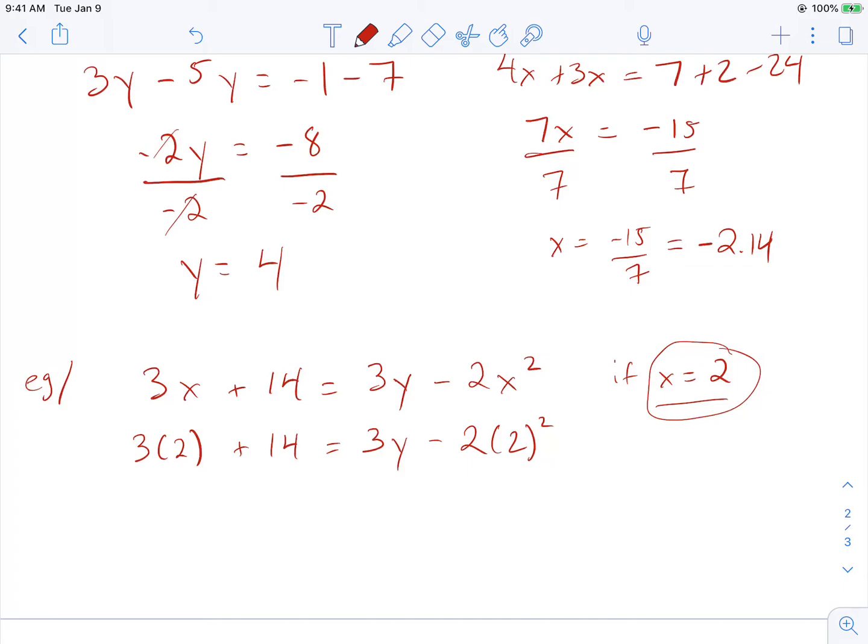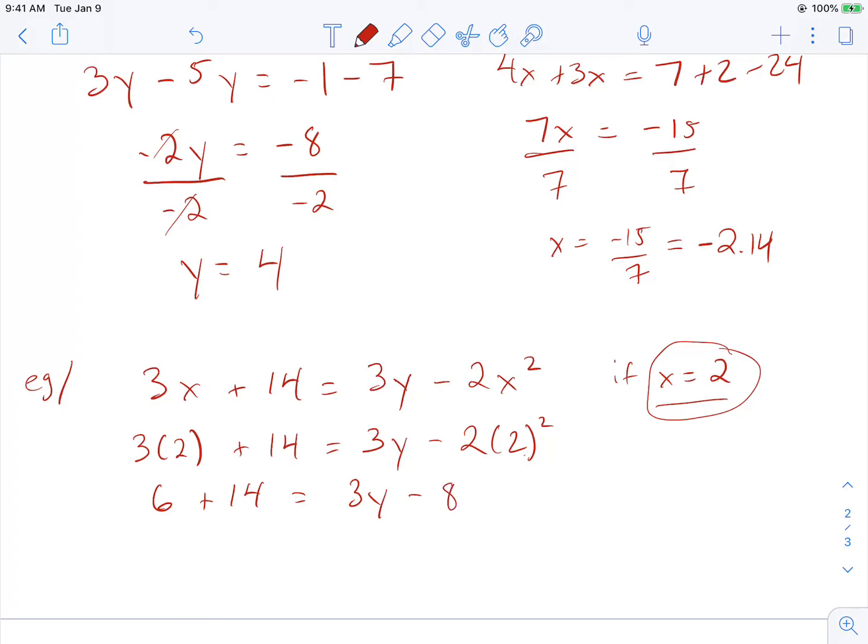So now what I'll do is I can clean this up a little bit. So why don't I go 3 times 2, that's going to give me 6, plus 14 equals 3y, and then here we have a whole bunch of stuff going on. My recommendation is always just put that in your calculator right away and let your calculator do it for you. If you don't want to do that, what you're going to do is you're going to do our exponents first. So we're going to go 2 squared, which is going to give us 4, times 2, which is going to give us 8. I would just recommend putting 2 times 2 squared into your calculator, and that's also going to give you 8.